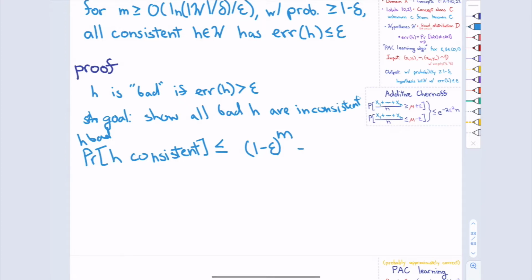We can substitute. What am I doing? So many parentheses, I'm getting confused. The number of hypotheses divided by delta, divided by epsilon. Hope that's not too confusing.